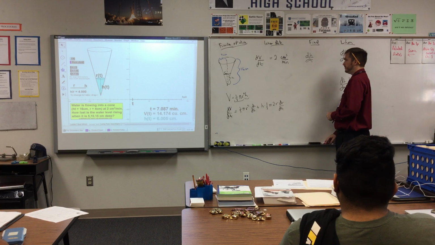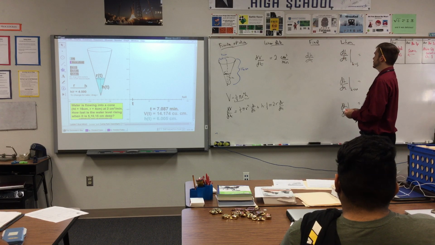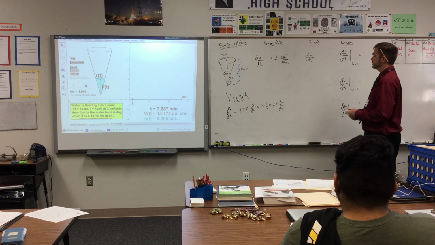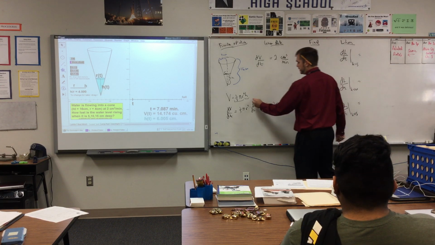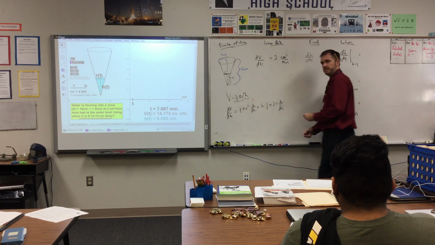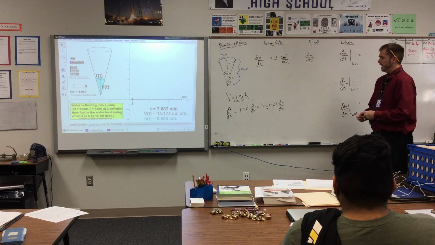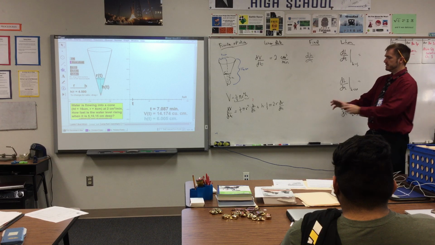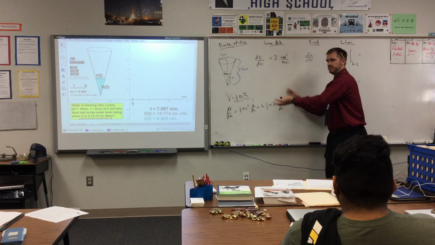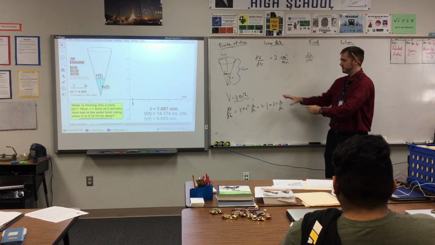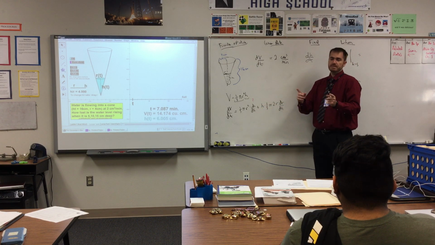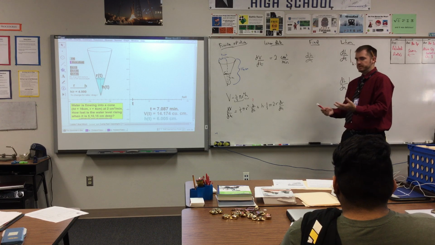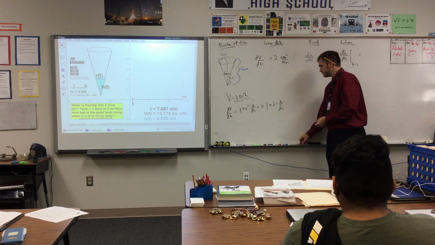Let's see what else we have here. They're wanting me to find dh over dt. So this is the big question mark, the thing that I don't know. And in a minute, I'm going to manipulate all of this and turn everything around so that dh over dt is all by itself. Make sense?